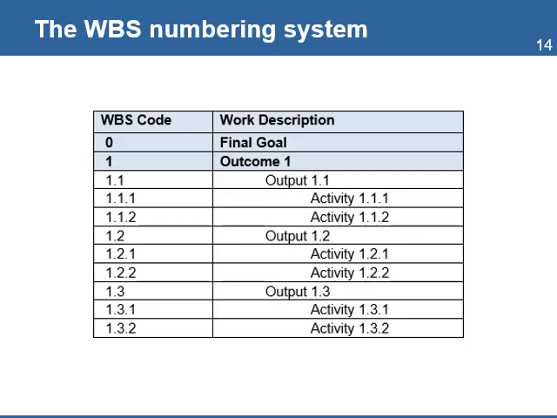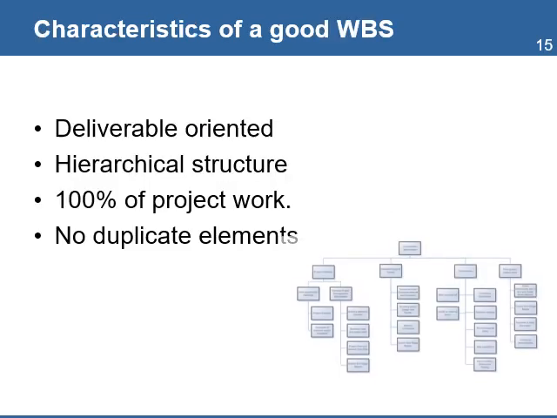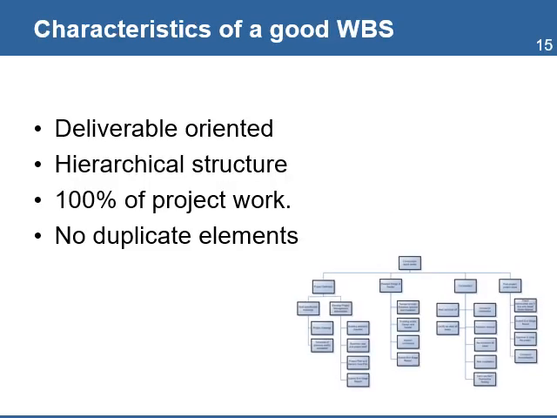A good practice in developing a WBS is to include a numbering system to identify each element of the WBS. This numbering system is useful for developing and tracking the project schedule and the project budget. Each element of the WBS will have an identifying code that will indicate the activity, output, and outcome it belongs to. When developing a WBS, there are some best practices that you need to follow. This is a list of the key characteristics a good WBS should have.